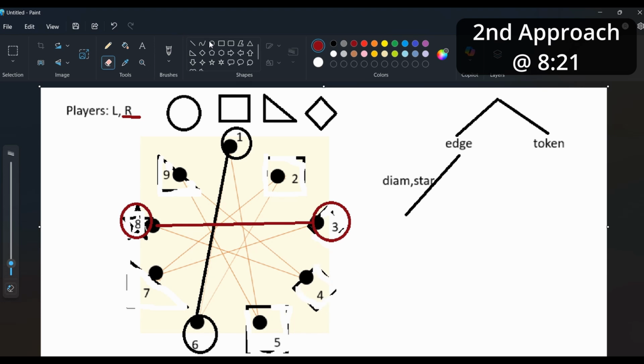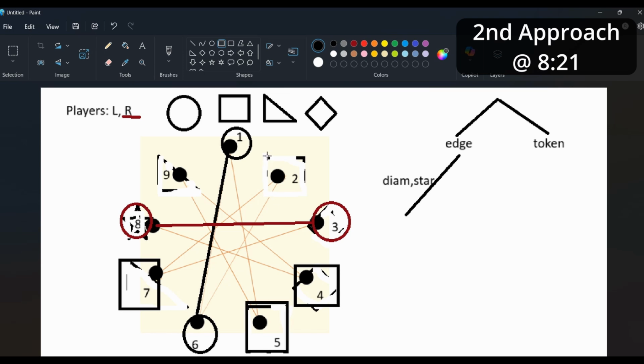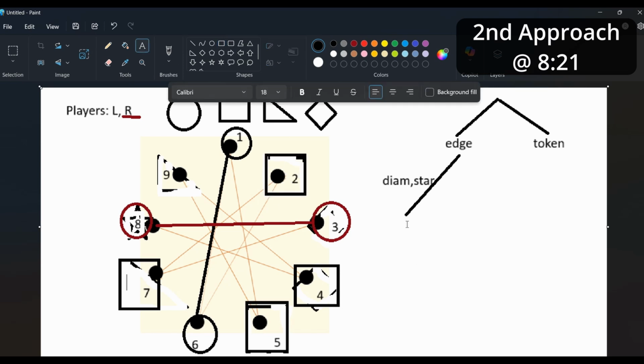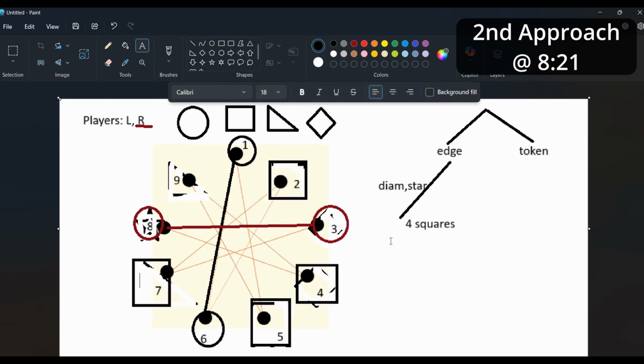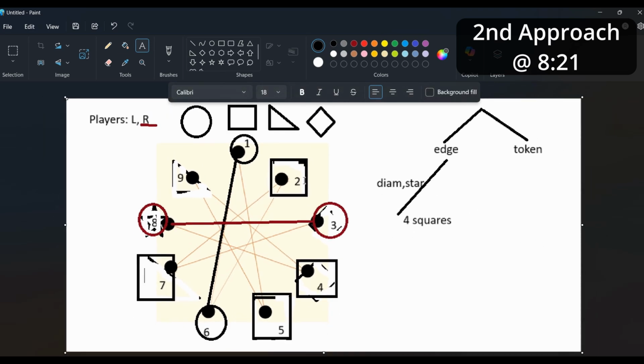How many square vertices do we have? 1, 2, 3, and 4. So here we have 4 squares. That's an outcome of playing this 4 squares. And now whose turn is it? It's L's turn again. So let's say L plays another edge.